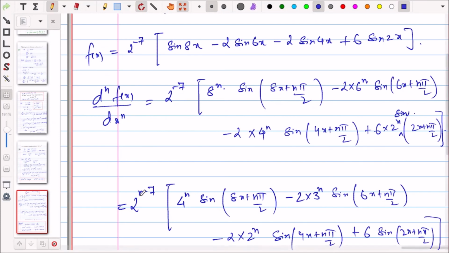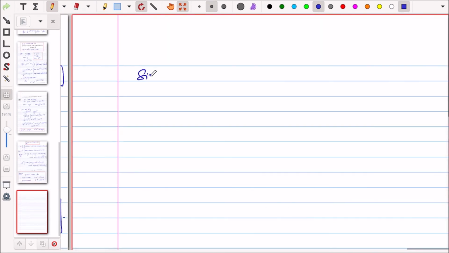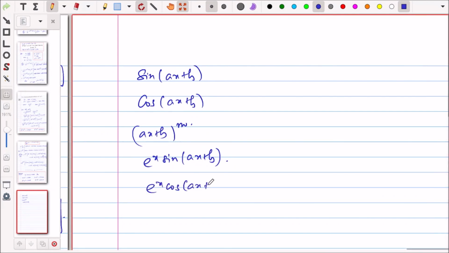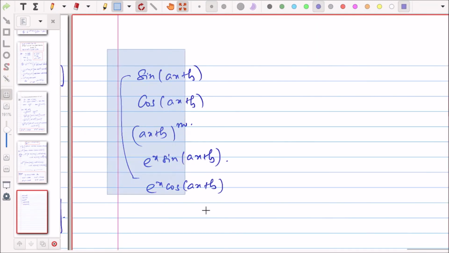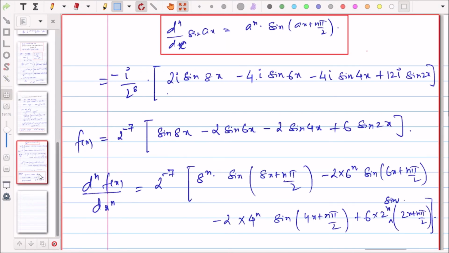सो हमारे forms क्या क्या हैं? हमने ये forms कर रखी हैं: sin(ax + b), cos(ax + b), (ax + b) to the power m, और e^(ax) sin(ax + b), या e^(ax) cos(ax + b) करा हुआ है. So somehow we have to bring it to these forms, right? इन्हीं में से एक form में लाना होगा, and then we can apply our formulas to get the nth derivative. Okay, is it fine everyone?